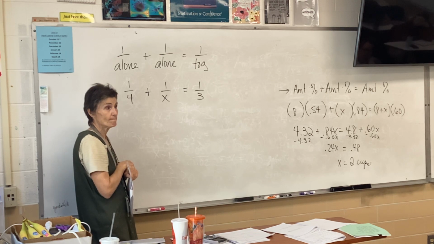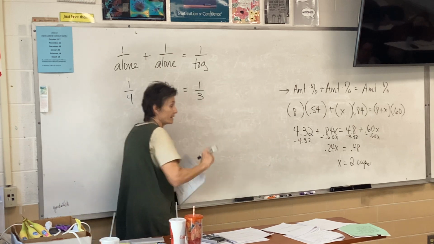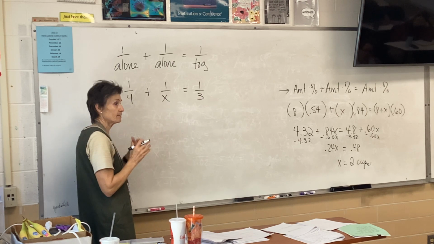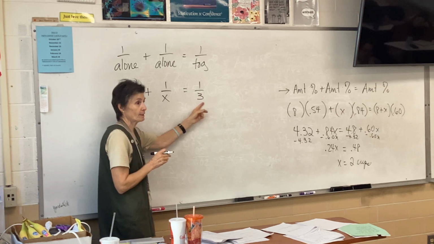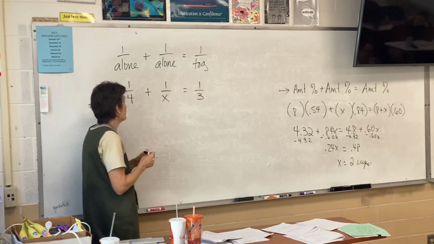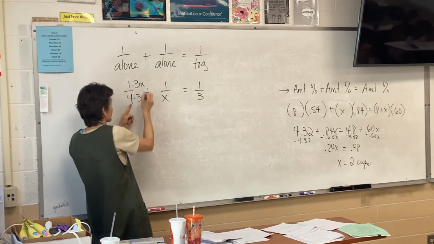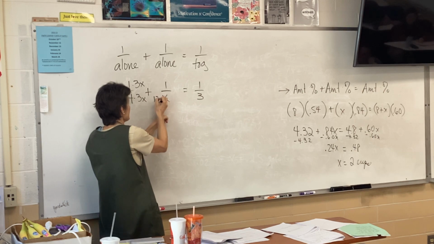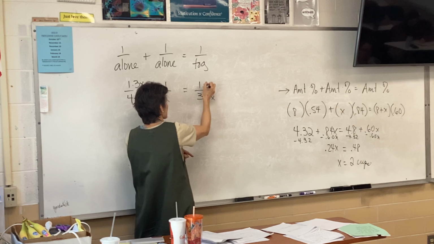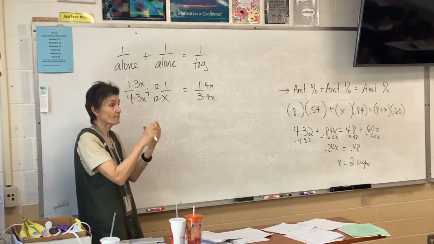You okay with that? So now, I have an equation that is exactly like the quiz you just took. What's our common denominator gonna be? 12x. 4 times 3 times x. So this one needs a 3x. This one needs a 12. And this one needs a 4x. Every denominator has to have a 3, a 4, and an x.